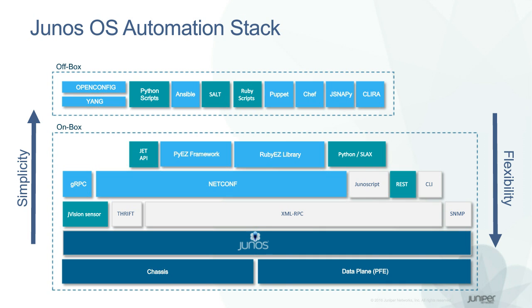As we move up the stack, we see our chassis and our data plane, our packet forwarding engine, there at the very bottom. That's how we interact with the hardware and the router. Junos sits on top of that and provides that interaction.